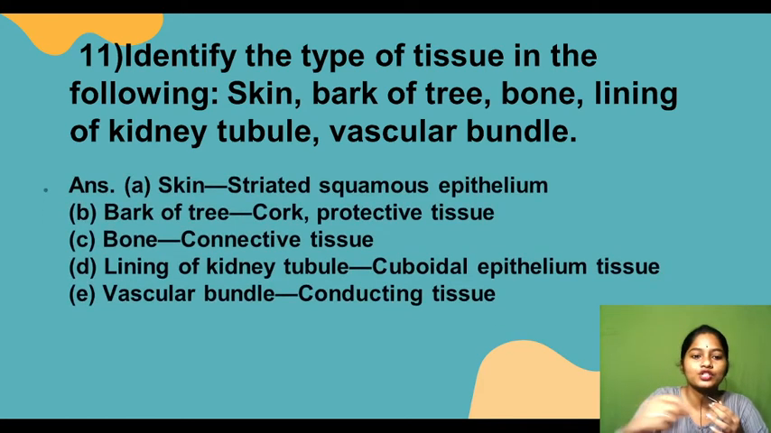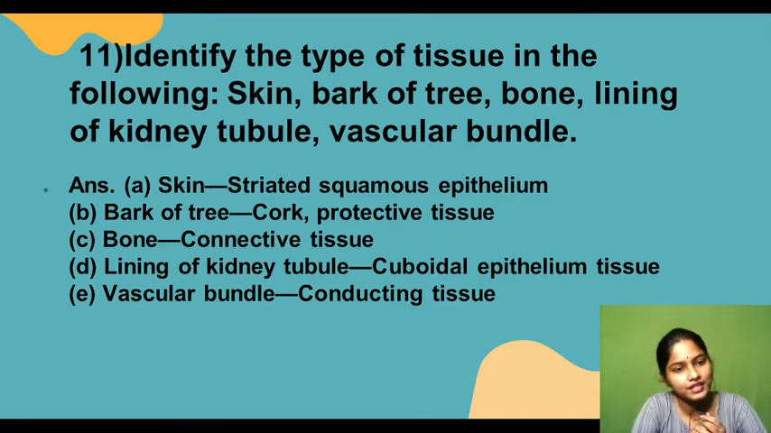Let us see. So in skin we have striated squamous epithelium. In bark of tree it is hard, right? So it has cork which is a protective tissue. And bone, it is the connective tissue. Lining of kidney tubule, cuboidal epithelium tissue, and vascular bundle, conducting tissue. It means xylem and phloem, right? Clear? Yeah.